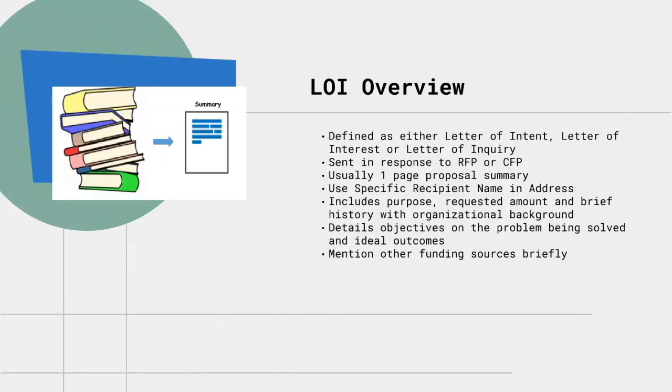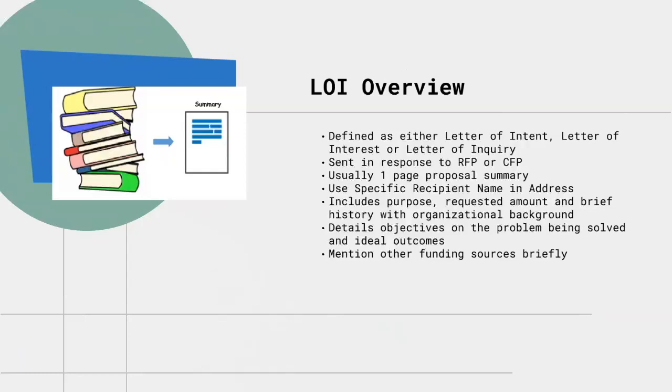LOI could stand for letter of intent, letter of interest, or letter of inquiry. Regardless of the acronym, they all mean the same thing and will have the same purpose. They're sent in response to an RFP, which we learned in an earlier video a few weeks ago, or a CFP, which is a request for proposals or a call for proposals. Usually, a grantor is seeking out an organizational partner to fulfill a specific request. And so, in response, potential grantees are going to be sending out a one-page summary of their proposal.